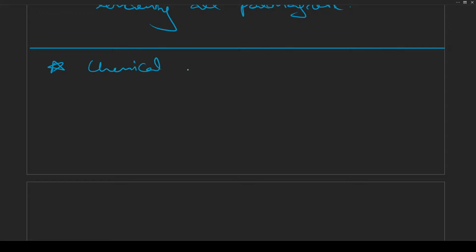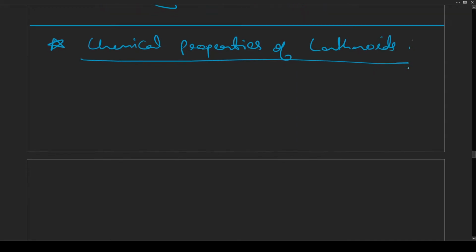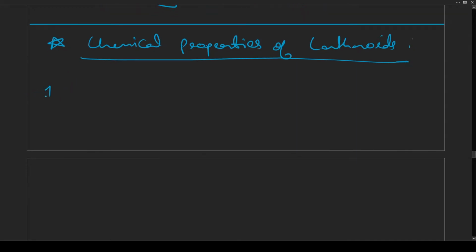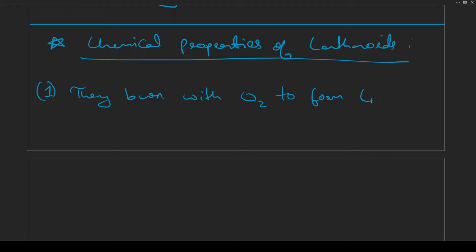Chemical properties of lanthanoids. One, they burn with oxygen to form Ln2O3, lanthanum oxide. 4 Ln plus 3O2 gives 2Ln2O3.